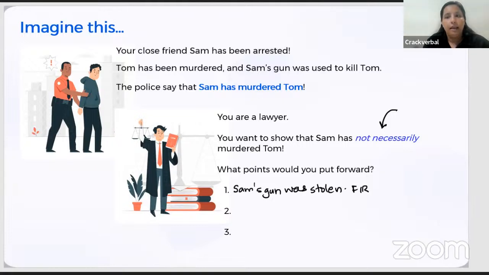Okay, and I will say, hey, here's the FIR. My gun was stolen about a week or so ago. I don't have my gun with me. Sam doesn't have his gun with him anymore. And here's the proof that he has registered this complaint in the police.